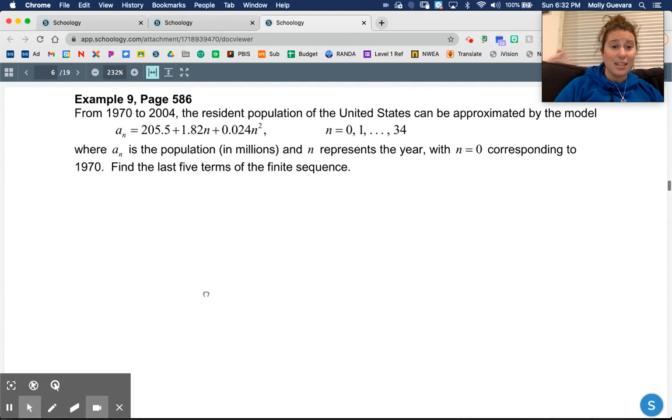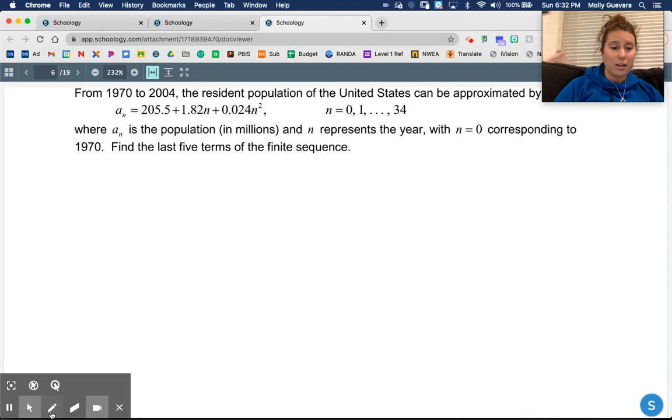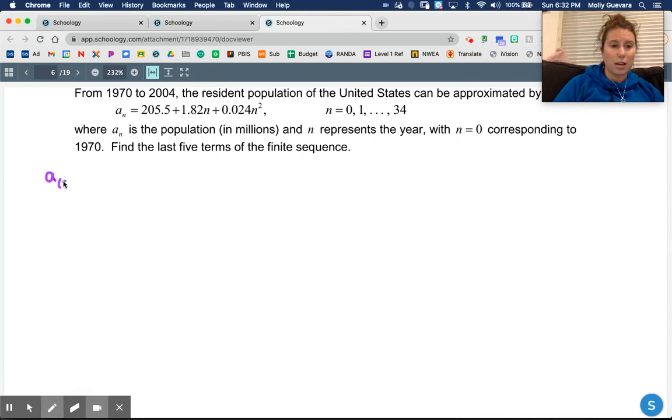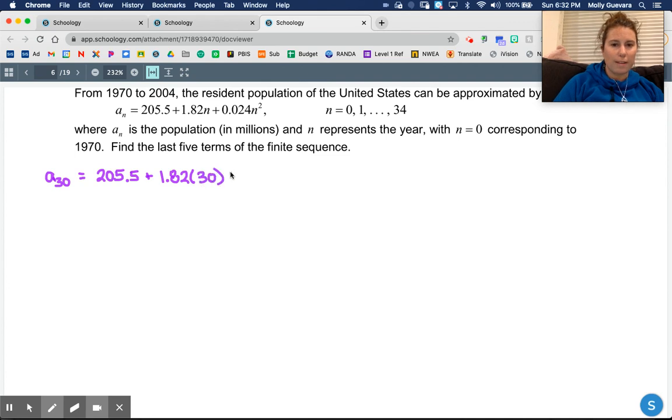I'm going to scroll down just a little bit. So I want to find the last 5 terms. That's going to be a sub 30, 31, 32, 33, 34. So then I'm just going to plug these in. 205.5 plus 1.82 times n, well, n is 30, plus 0.024 times n, which is 30 squared.